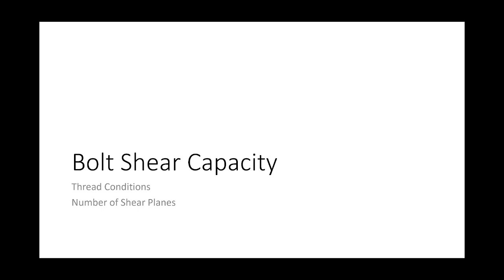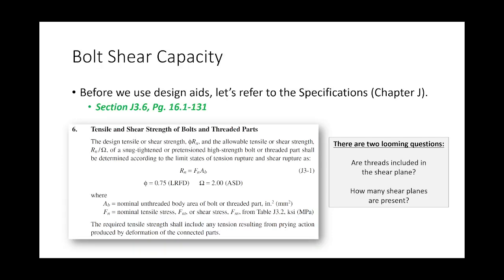There are two factors that you need to account for. That's the number of shear planes and the thread conditions. Now, unfortunately, at least for the first part, there's a little bit of page turning, but that's going to get a little softer here in a bit. So, before we use any design aids, I want you to follow along with me into a journey of the AISC Steel Construction Manual 15th edition.